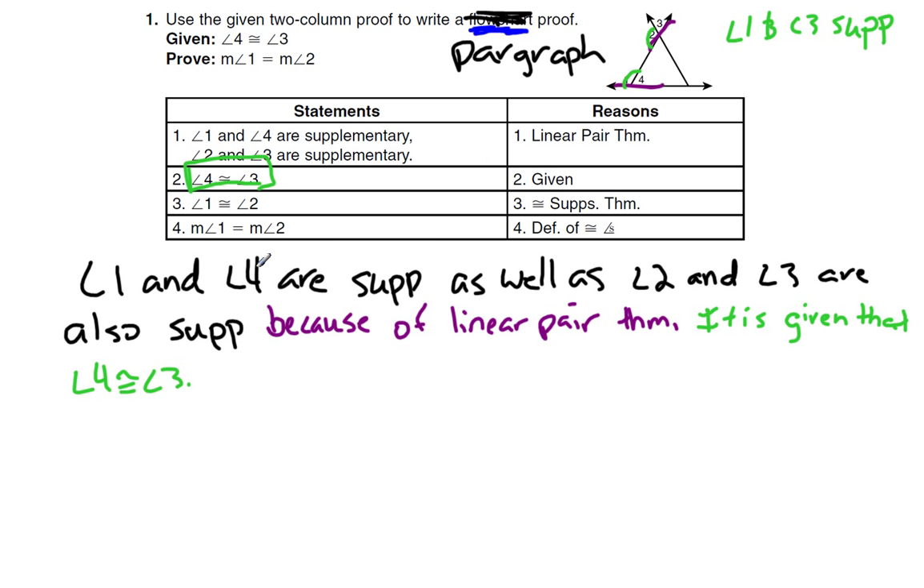Well, if 1 and 3 are supplementary, we already know 1 and angle 4 are supplementary. Then that would have to mean that 3 and 4... Oh, dude, I just gave you what it said. All right, so 3 and 4 have to be the same. Blah.